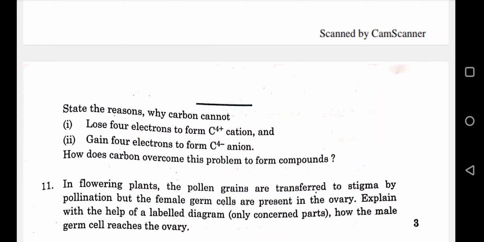In the second one, gain 4 electrons to form a C4- anion, it is also not easy to get 4 electrons. We need a lot of energy, and also if it happens, then the atom will be highly unstable, because there will be 10 electrons versus 6 protons, so that is not possible. How does carbon overcome this problem to form a compound? They form covalent bonds, or they share electrons.